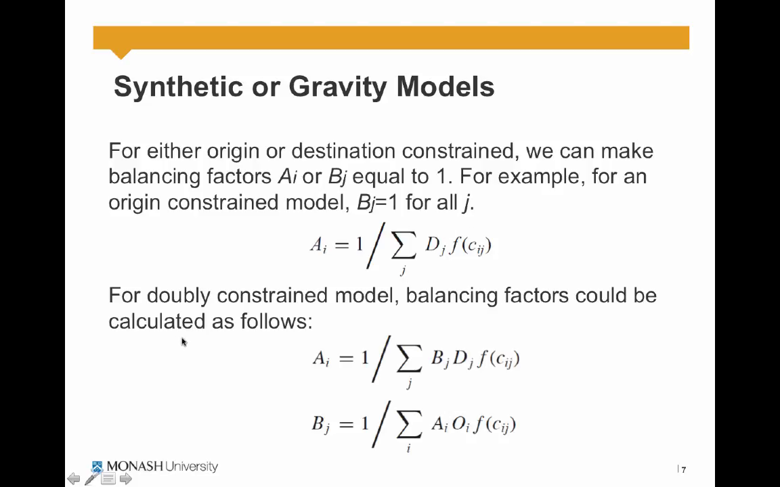For a doubly constrained implementation, we need to calculate both the balancing factors separately. Ai would be equal to 1 over the sum of the Bj Dj multiplied by the deterrence function over all j's, and Bj similarly would be 1 over the sum of the Ai Oi multiplied by the deterrence function summed over all the i's. So in fact, this singly constrained implementation is a special case of a doubly constrained model, where if you look at this Ai formula, if we replace this Bj by 1, we get the same formula as above.